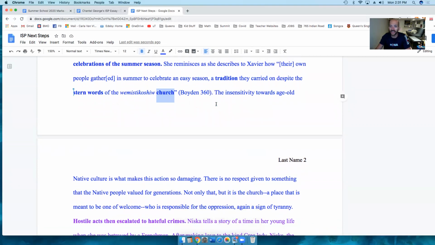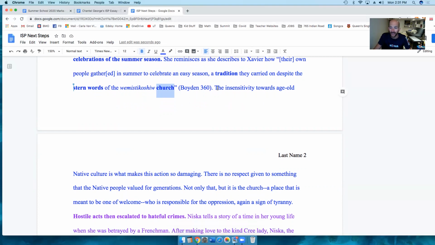And so now look at the analysis. We're going to analyze tradition, stern words, and church. The insensitivity towards age-old Native culture is what makes this action so damaging. There's no respect given to something that the Native people had valued for generations. So we've analyzed the word tradition. Now we're going to analyze church. Not only that, but it's the church, a place that is meant to be one of welcome, who is responsible for the oppression. Again, a sign of tyranny.